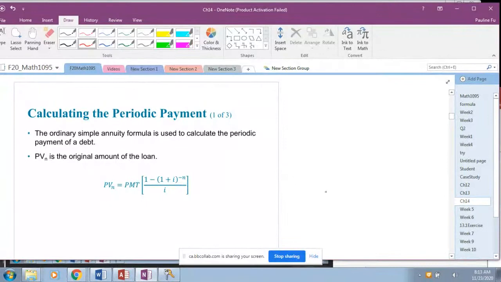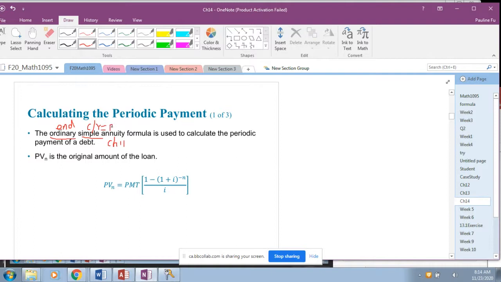So how do we calculate the periodic payment? We are going to use ordinary simple annuity formula. Ordinary simple annuity, remember that is our chapter 11 content. Ordinary means is end. Simple means CY equal to PY.